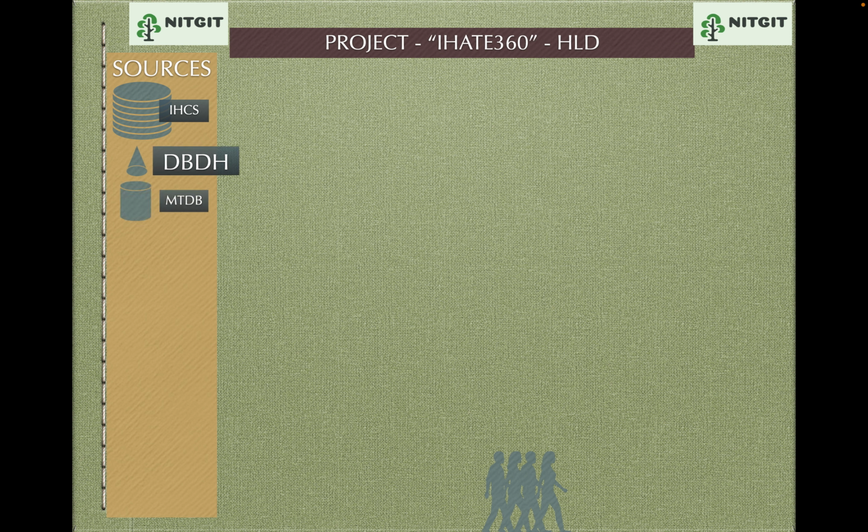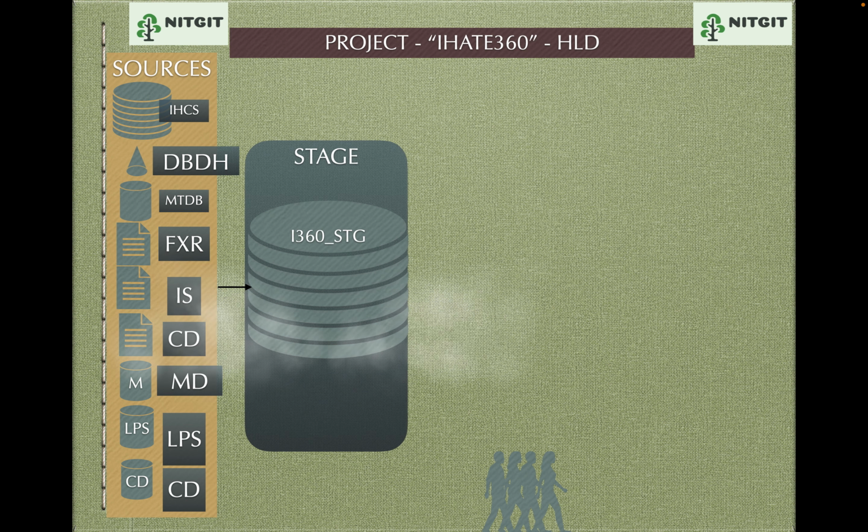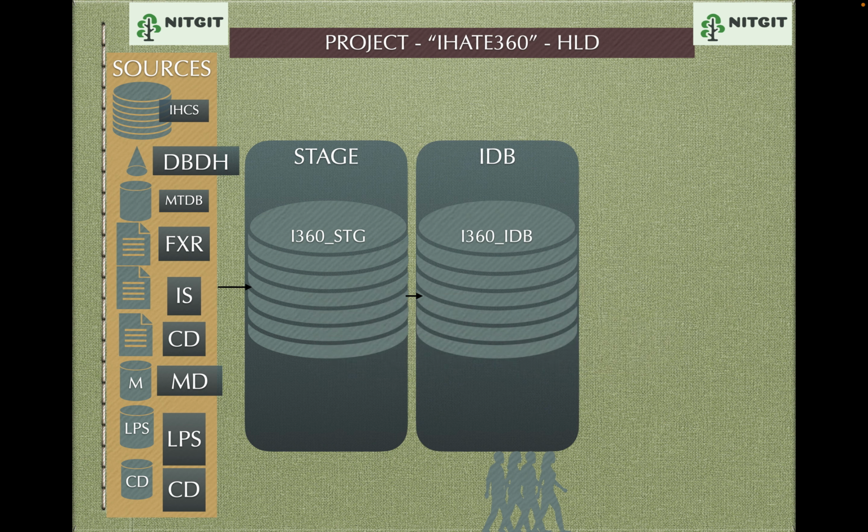The project is called I Hate 360, that is the enterprise data warehouse. This is the high-level design of the project. There are 9 or 10 sources from where we get the data and put it into stage tables. That is the first step, the I360 stage table. After that we use the IDB, that is the integrated database or integrated data hub, which is the relational system which maintains at least 1 month of history. Stage doesn't maintain any history.